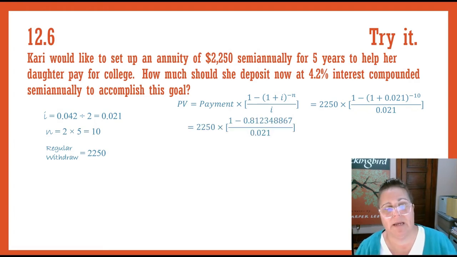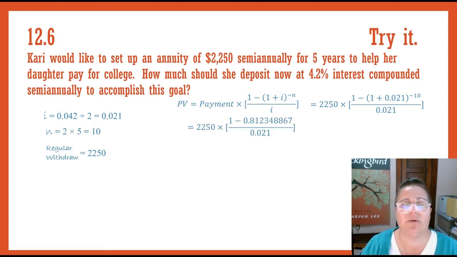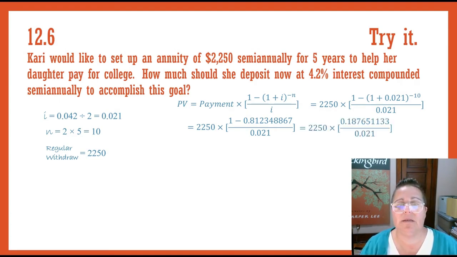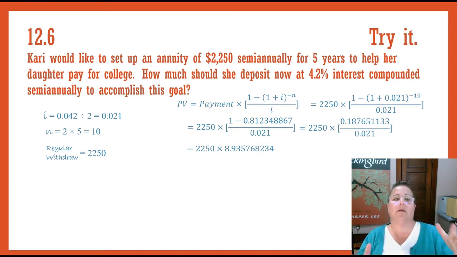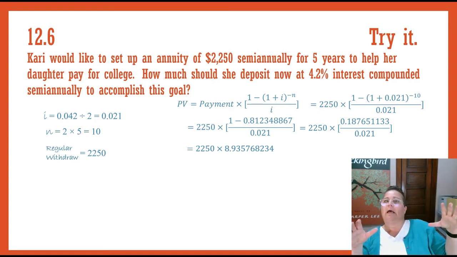$2,250 times 1 minus 0.8123488867 divided by 0.021. Or 2,250 times 0.18765111133 divided by 0.021, or $2,250 times 8.935768234. Do you see that 8.9?